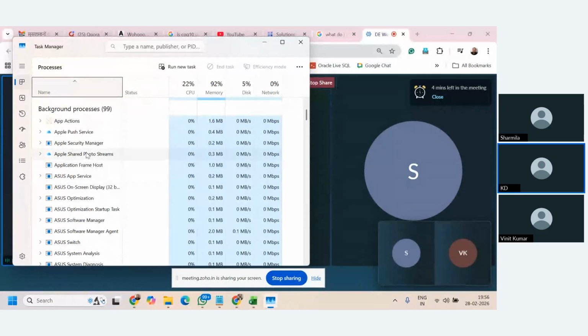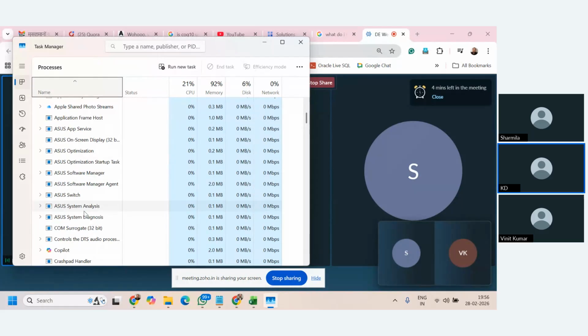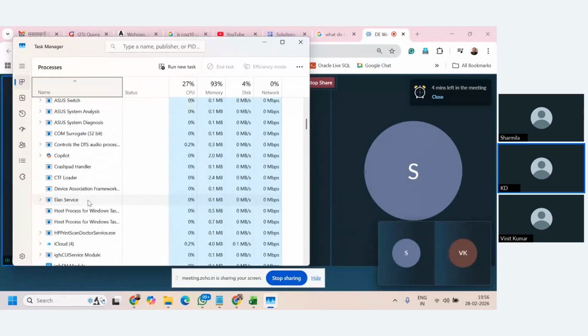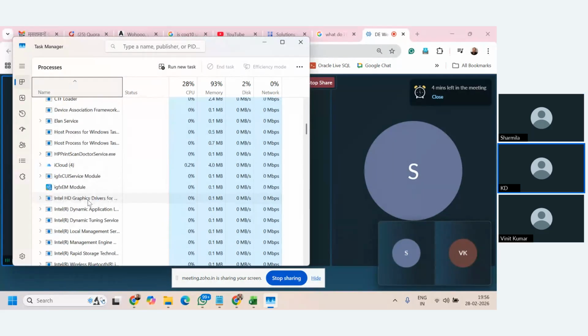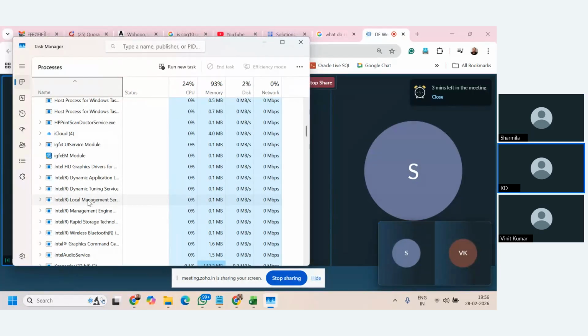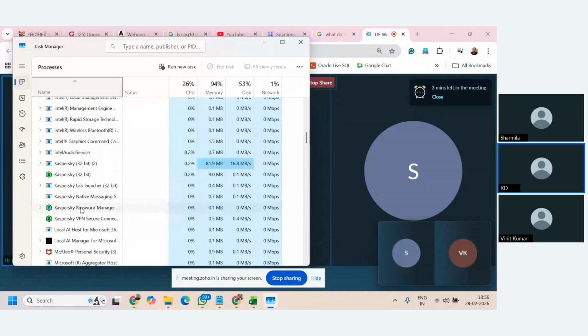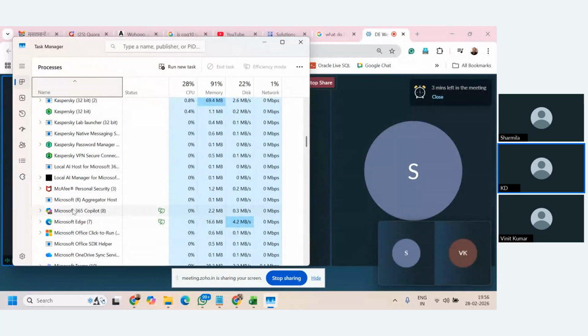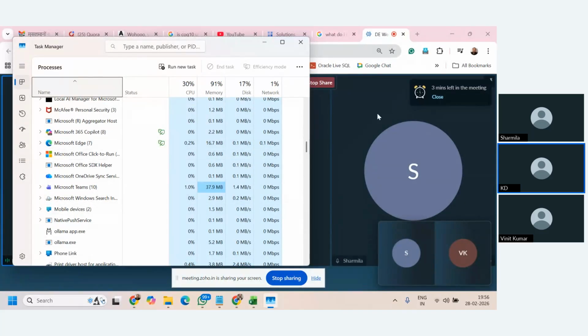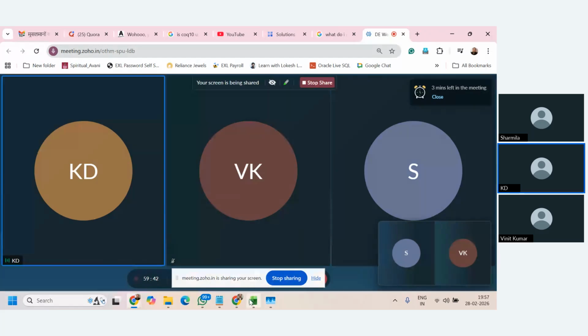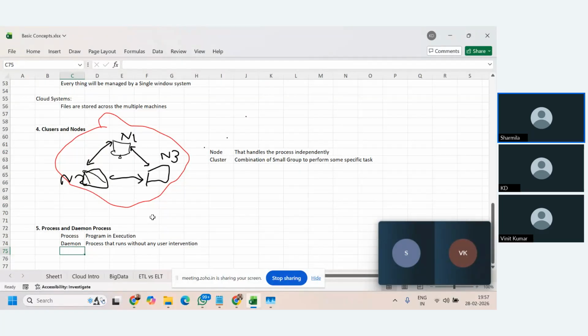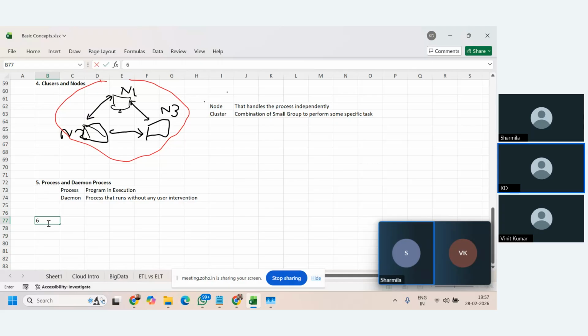Now, you can see there are many other processes after that. These are the background processes, right? All these background processes are running without my intervention. They do not require my input, but they are still important to run the entire system's job. The audio system, antivirus, video system, and Microsoft Office are all processes running in the background. They don't need me to run them; they run automatically. This is the difference between process and daemon process.